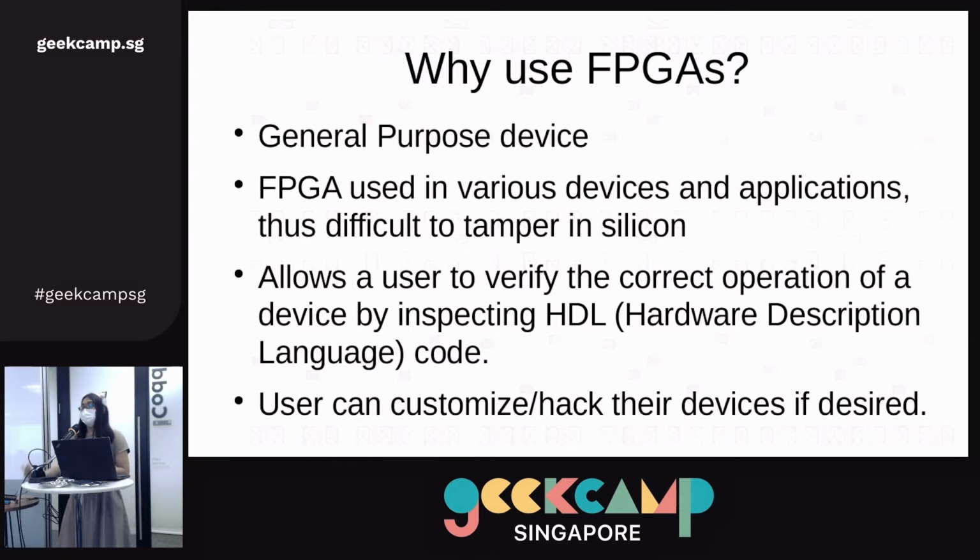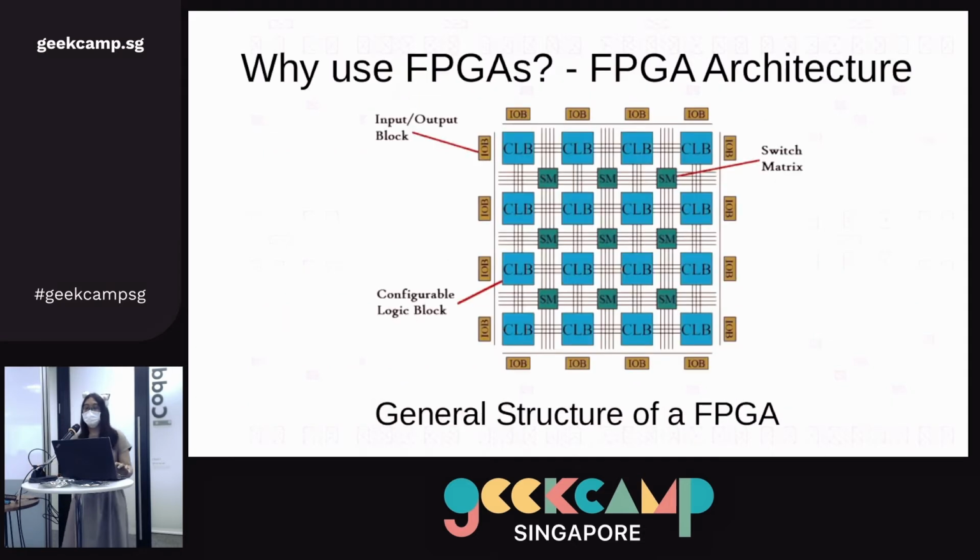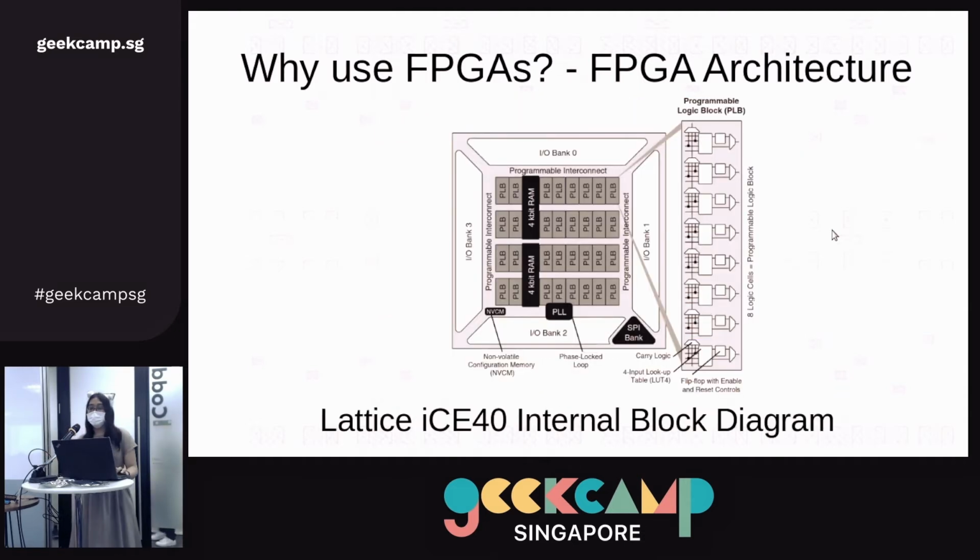Okay, so now that I mentioned FPGAs, not everyone here may be familiar with them. So the general structure of an FPGA: you have a whole bunch of configurable logic blocks that are connected by a switch matrix. And at the pins of your FPGA, you have your I/O blocks. So let's look at one. This is what the internal block diagram looks like for a Lattice iCE40 FPGA. You have a whole bunch of programmable logic blocks, which are connected by an interconnect, and you have 4 I/O banks.